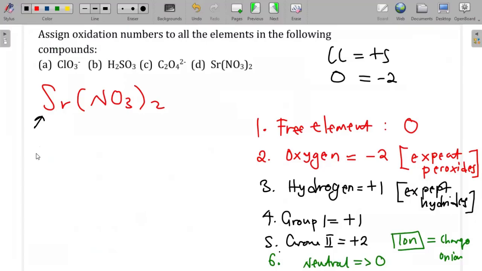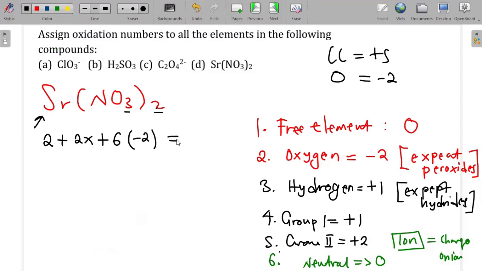So I'm going to say for the strontium, it's just 2, and then plus, this 2 is multiplying with the nitrogen, right? So it will be 2. And then for the nitrogen, I don't know. So I put X plus. And then here for the oxygen, I have a 3 and the 2 that are multiplying. So I have 6 multiplied by the oxidation number of oxygen, which is -2.